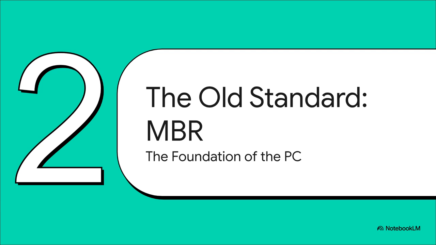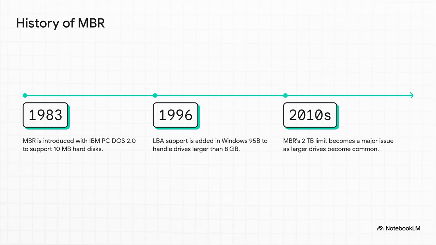All right, let's take a little trip back in time and talk about the original MBR. For decades, this was it. This was the only way. It's literally the foundation that the entire world of personal computing was built on. And when I say old, I mean old. MBR came out in 1983, designed to handle a then massive 10 megabyte hard drive. I mean, that's ancient history in the tech world. It served us well for a long time, but once we started getting multi-terabyte drives in the 2010s, MBR's age really started to show.